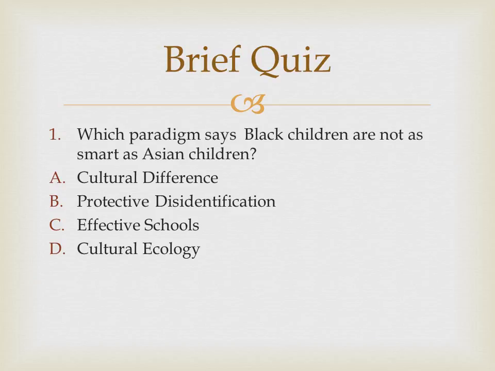Question number 1 states, which paradigm says black children are not as smart as Asian children? A, the cultural difference paradigm. B, the protective disidentification paradigm. C, the effective schools paradigm. Or D, the cultural ecology paradigm.